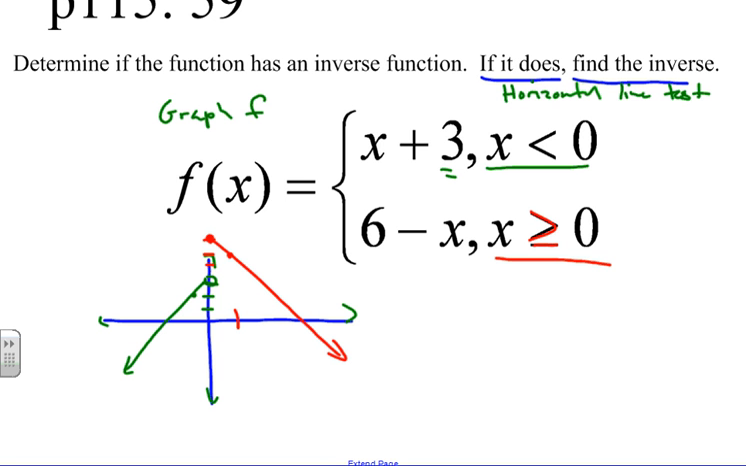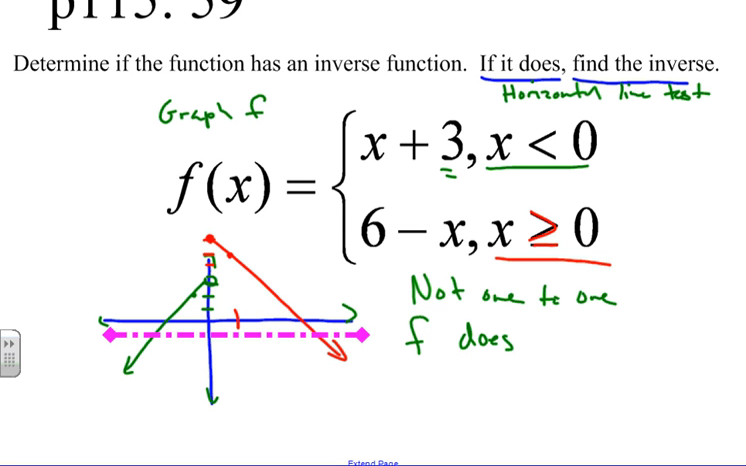Now, if you look at this, and I bring up my handy-dandy horizontal line, here's my horizontal line, and this is a function. However, does it pass the horizontal line test? Well, up here, let's straighten this out a little bit. There we go. Up here, it does pass the horizontal line, but as I get lower, I can see that it hits 2 indicated values. This function is not one-to-one, because it does not pass the horizontal line test. Not one-to-one. And therefore, f does not have an inverse.